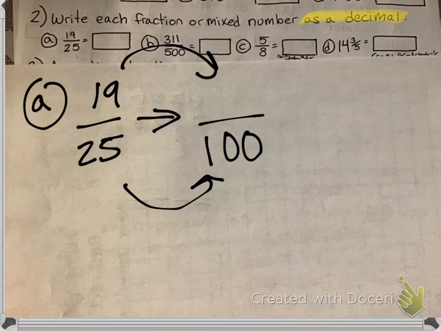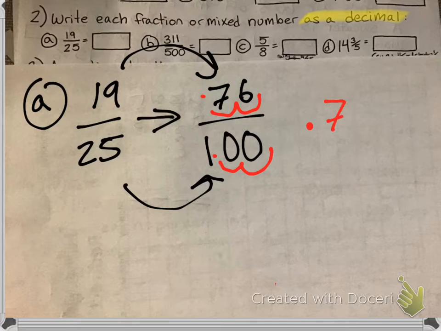What is 19 times 4, Trey? 76. Now, what we do now is we want to get our decimal over 1. When we get something over 1, that's just our answer. So we have to move our decimal. 1, 2. We do the same to the top. We did that. 1, 2. So our answer becomes 0.76. Congratulations. We did that problem.